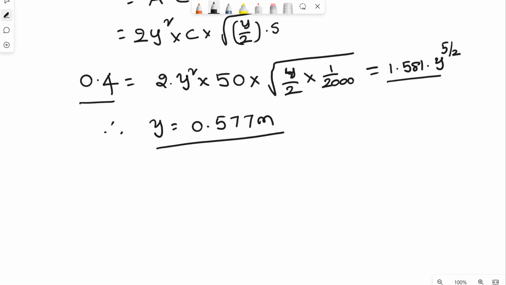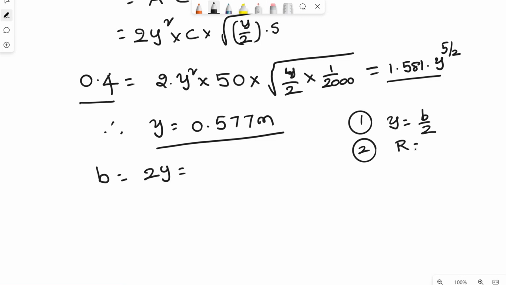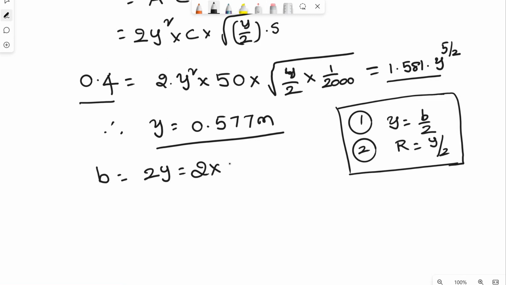Use a calculator and solve it immediately like me. Then b is equal to 2y, because of the rectangular channel section conditions. Once again I am writing: y is equal to b by 2, and second, R is equal to y by 2. These are the two conditions for a rectangular channel. So using b is equal to 2y, 2 into 0.577, naturally it is equal to 1.154 meters.